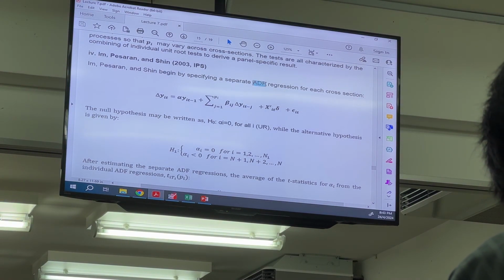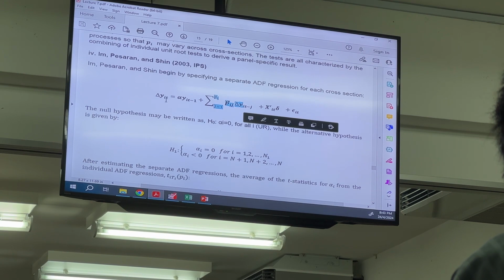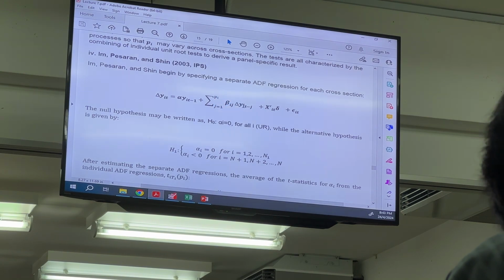ADF refers to the changes in Y on the lag of Y, and also the AR, and also the lag dependence, meaning the lags of the changes in Y. It includes the trend or the constant as exogenous variables. So what is the H null now? H null is alpha i equals 0 for all i, so a unit root is the H null. The alternative will be not equal to 0, right?